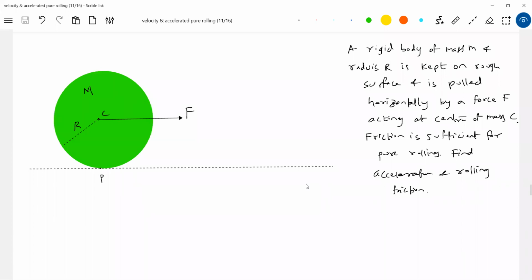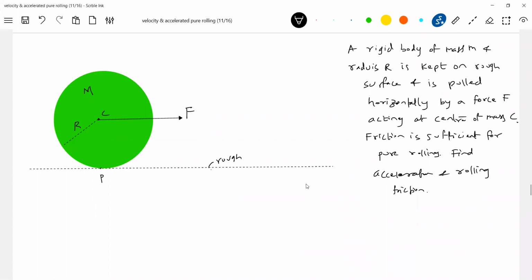I'll take a rigid body of mass m and radius r. I'll apply force. I'll start pulling it. I'll start dragging it, and this is a rough surface. Then how to calculate the acceleration of center of mass and also the rolling friction.